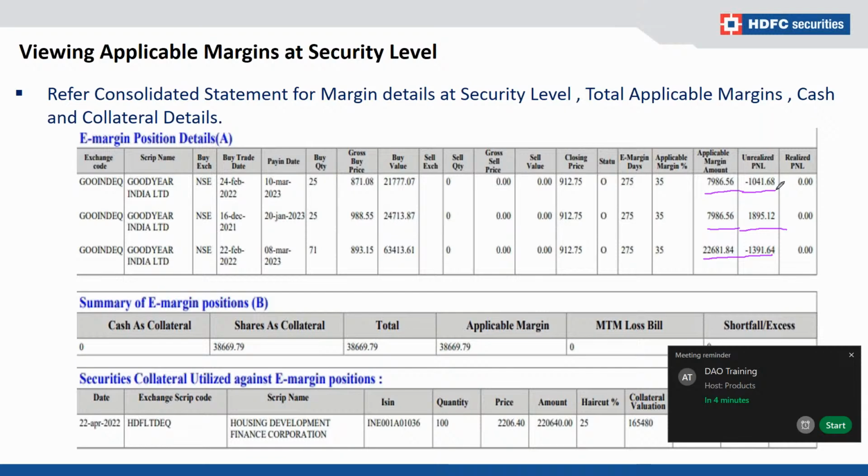Now, when we talk about MTF, it's very important to understand our MTF product. The pledge. When we talk about pledge, it's mandated by SEBI. SEBI states whenever a customer buys positions in MTF, it compulsorily has to be pledged.